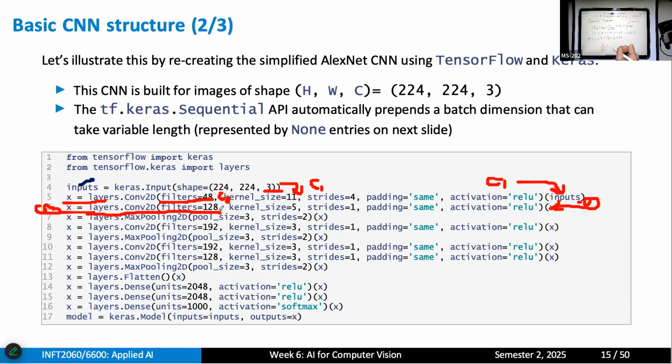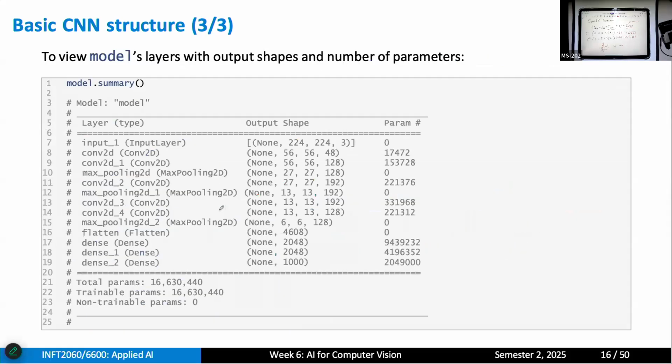It's 1200 plus 1, which is 1201, times 128. All right, 128 is... I don't want to calculate it. 1201 times 128 is 153,728. Now let's check whether it's, yes, it's 153,728, right? So this is how you calculate the parameters.